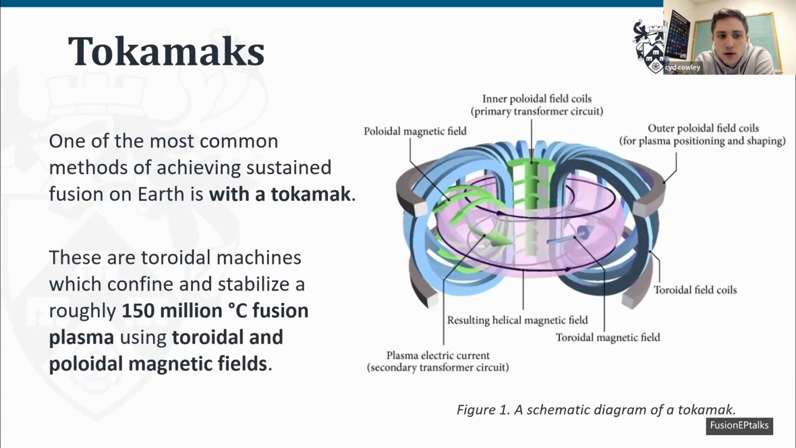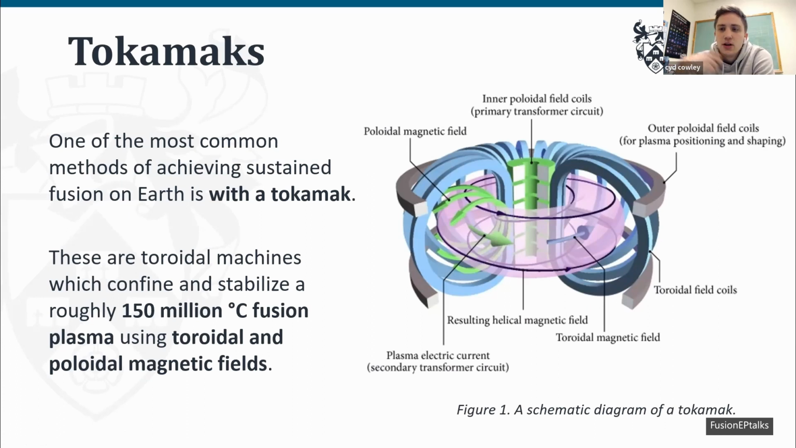And so one of the key ways in which we're trying to achieve nuclear fusion on Earth is through machines known as tokamaks, as you can see in this figure here. A tokamak is this toroidal or donut-shaped device, which has poloidal and toroidal field coils, as you can see here, generating toroidal and poloidal magnetic fields. These magnetic fields confine and stabilize a roughly 150 million degree burning fusion plasma.